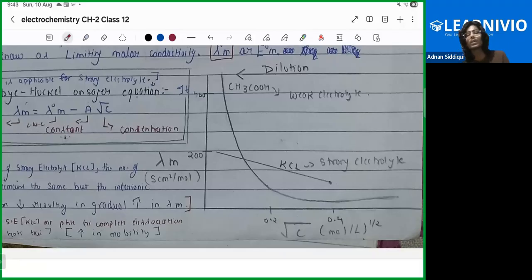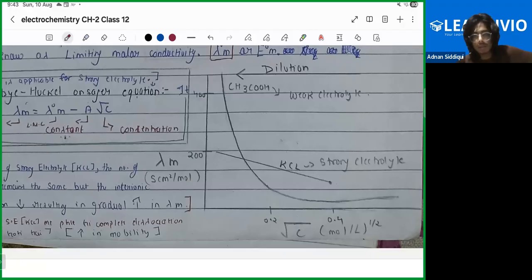Upon dilution, what you observe is that the number of ions is increasing in your solution for a weak electrolyte, because initially the weak electrolyte is not completely dissociated. If you are diluting it, the degree of dissociation is increasing. So after dilution, you are getting more ions. On the other hand, in your strong electrolyte, the ions were already completely dissociated. So upon dilution, what is happening? You are just increasing their mobility by providing more space.